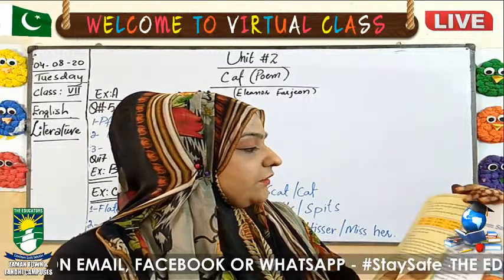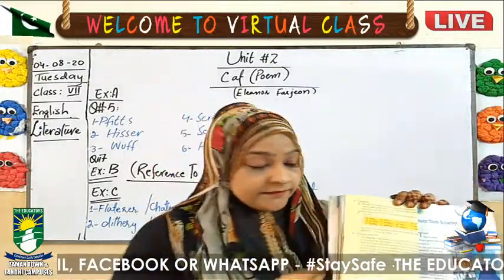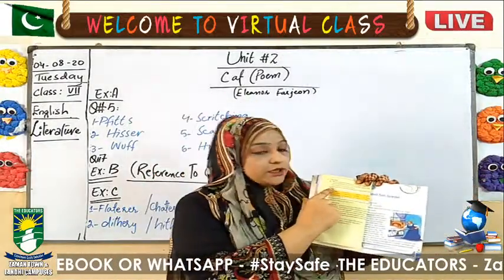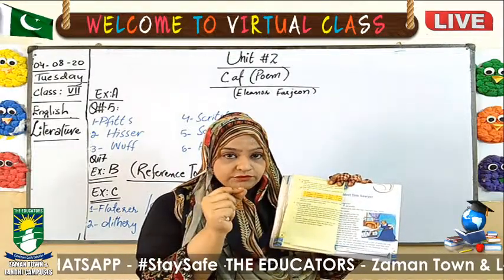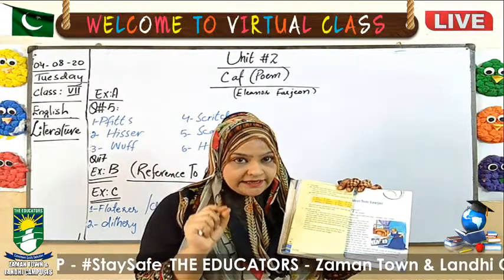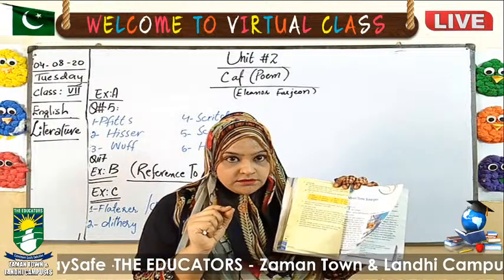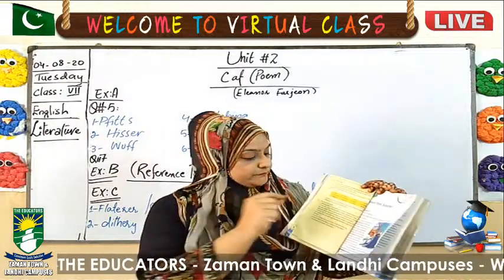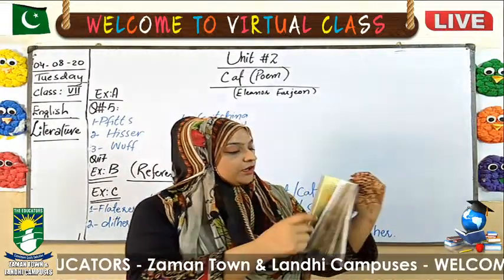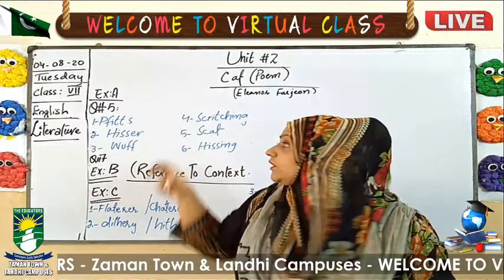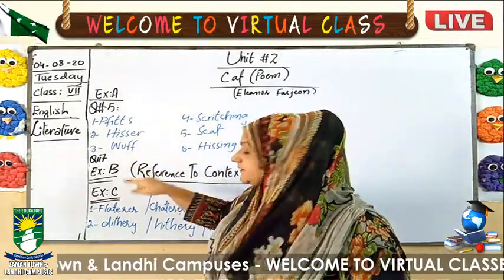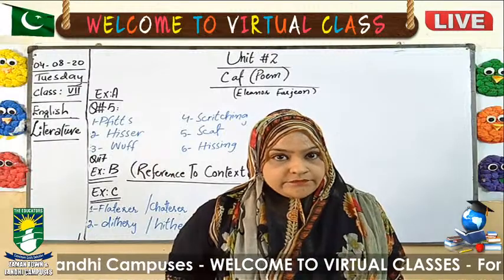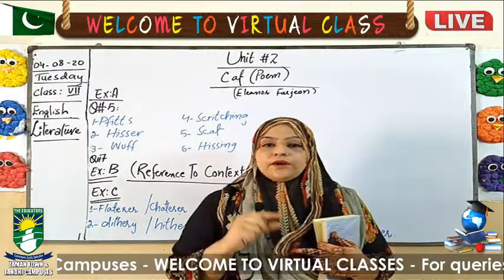Then your next work is what? Exercise E, part 2. As I have said to you, you have to put Y or ISH. This is your homework. You have to do all these work. Question number 5, question number 7, exercise B, C and exercise E. All work will be done in the copy.